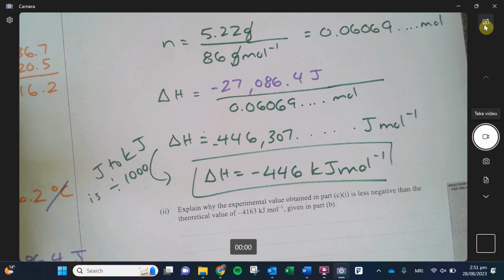Questions, concerns, comments at this point? The calculation isn't too bad. I think it's probably easier than last year's, and I think it's easier than Hess's law in some ways.